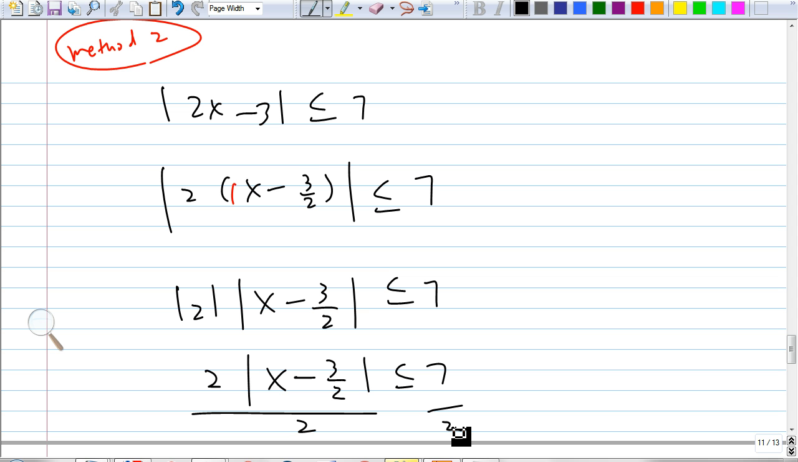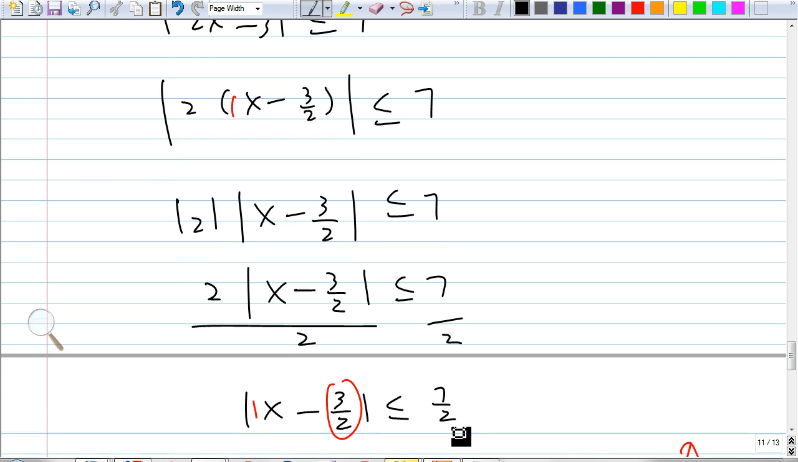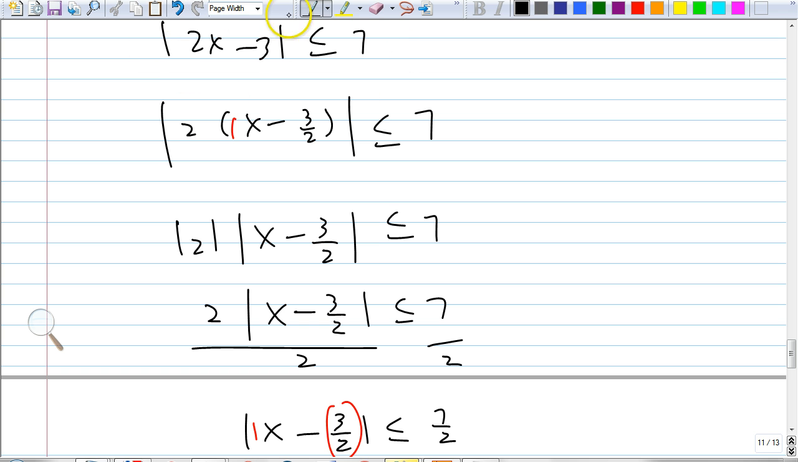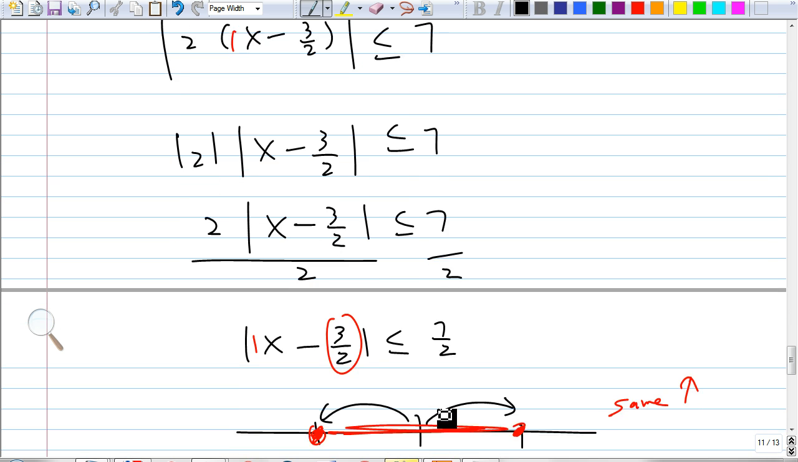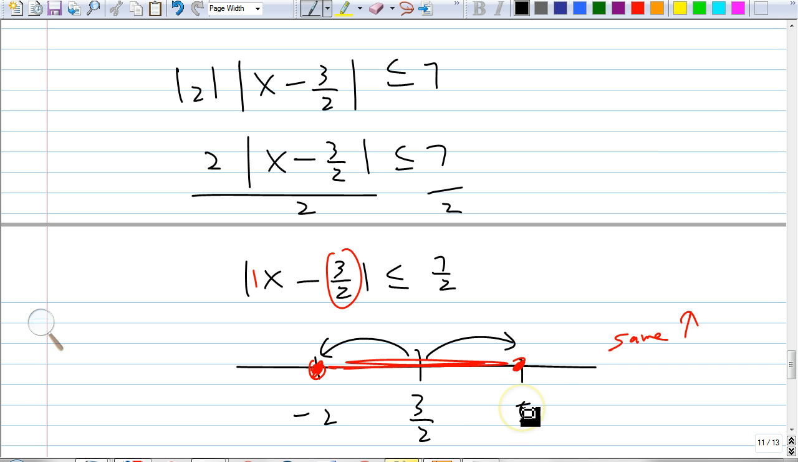Look at this second method. You might like this actually better. And then look what happens. Is this harder? Then you may not like this method. But this is a nice example. Let me show you why. After this, look at my original absolute value inequality. It becomes 1x minus 3 over 2 less than or equal to 7 over 2, right? And where's my center? Now this is 1, so my center is at 3 over 2. How far do I go? Less than or equal to 7 over 2. So that's why we get the same exact graph.